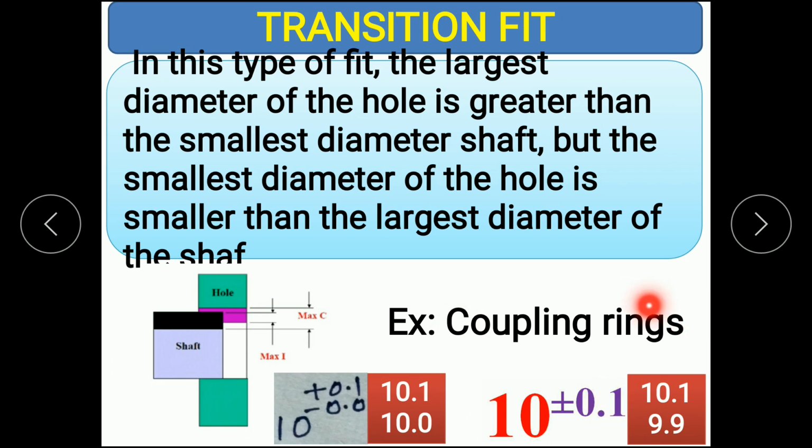Suppose the hole dimension becomes 10.1 and the shaft dimension becomes 9.9 after manufacturing, then there is a clearance of 0.2 mm between shaft and hole. Suppose the hole dimension after manufacturing is 10 mm and the shaft dimension is 10.1, then there will be an interference of 0.1 mm. Both cases are possible, clearance fit and interference fit. So this type of fit is called the transition fit. For example, coupling rings.